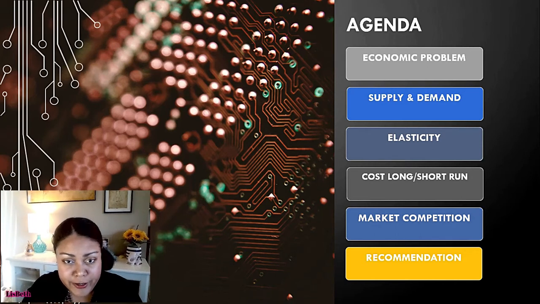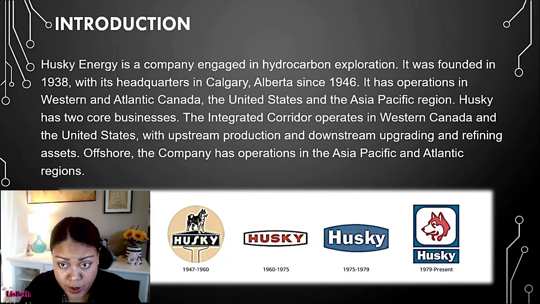So Husky Energy is a company engaged in hydrocarbon exploration. It was founded in 1938 in Wyoming, the United States, but since 1946 it has had its headquarters in Calgary, Alberta. It has operations in Western and Atlantic Canada, in Newfoundland and Labrador with the White Rose Project, also in the United States and in the Asia Pacific region. Husky Energy has two core businesses, which are the integrated corridor and the offshore.